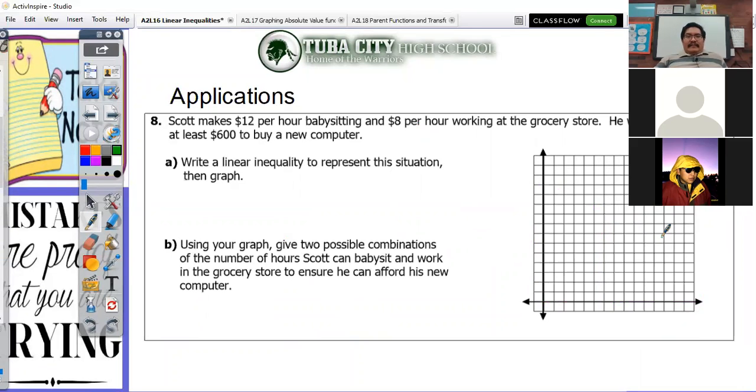All right, so Scott makes $12 an hour babysitting and $8 an hour at the grocery store. He will need to make at least $600 to buy a new computer, hopefully a gaming PC with the latest graphics card.